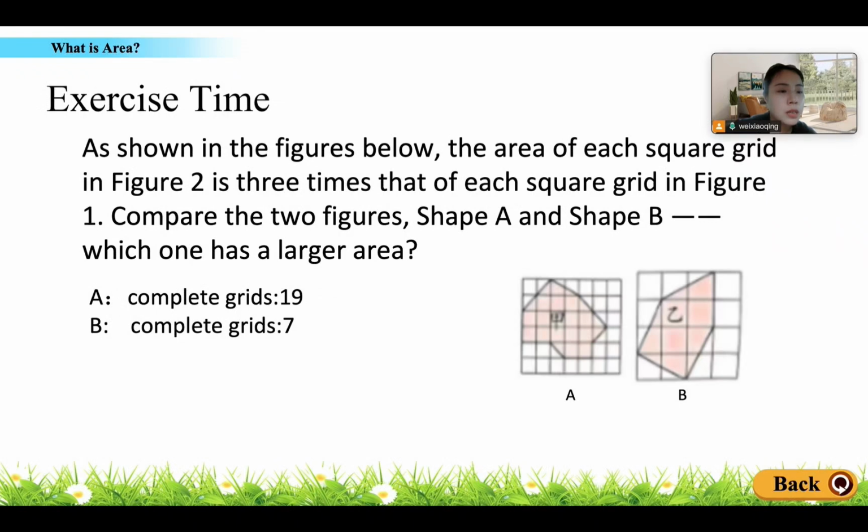From the question, we know that one grid in Figure 2 is 3 times the size of one grid in Figure 1. Therefore, the 7 large grids in shape B are equivalent to 12 small grids. After unifying the grid size, we find that shape B has a larger area.